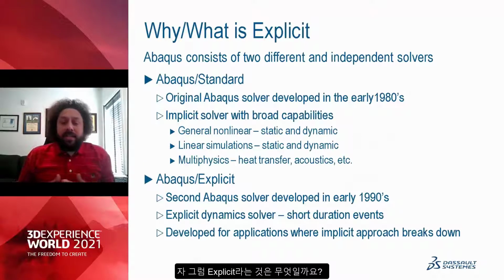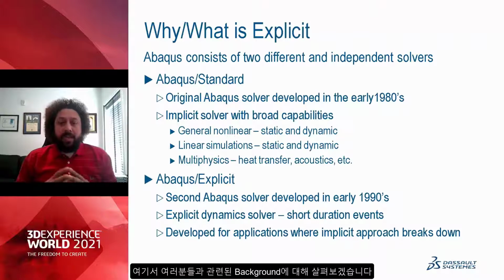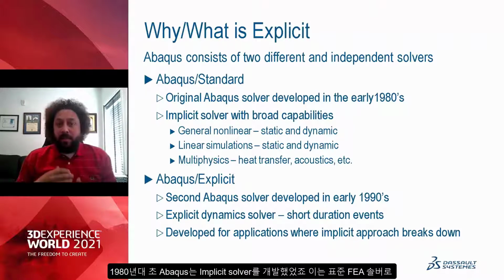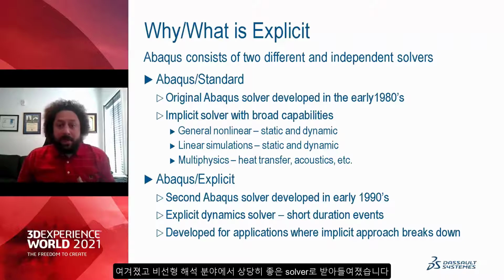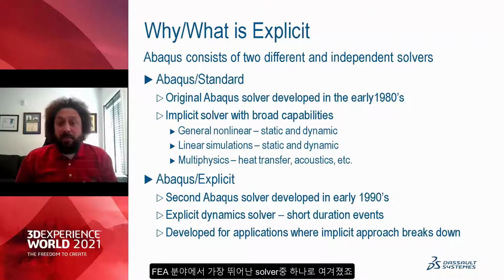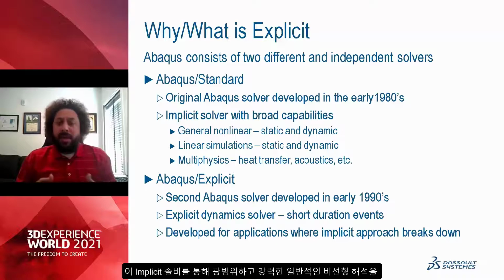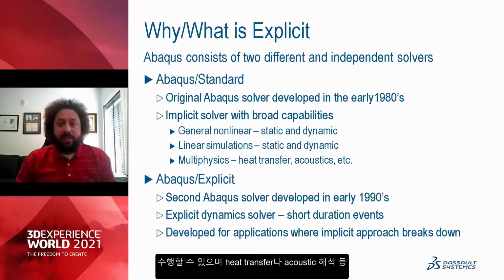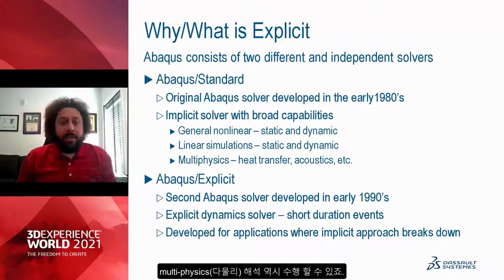Okay, so what exactly is explicit? Let me give you a little bit of background. Back in the early 80s, Abaqus developed their implicit solver. That's the standard finite element analysis solver. It's extremely good for nonlinear problems, ill-conditioned contact, and complex material problems. It's arguably the best-in-class finite element analysis solver on the market. Great for general nonlinearities. Obviously, it can do linear simulations, and multiphysics like heat transfer, acoustics, etc.